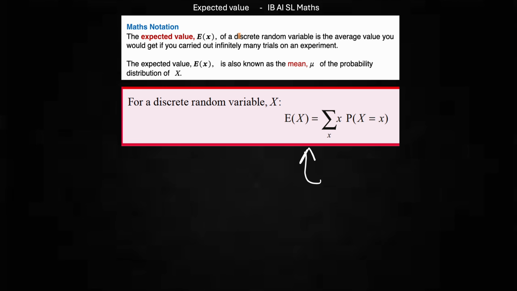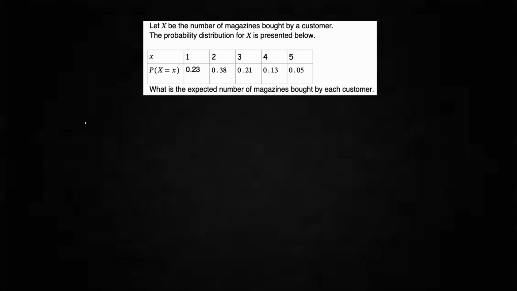Expected value simply means when you have discrete random variables, it's the average value that you would end up getting, given the assumption that you carried out an infinite number of trials on that experiment. And it's indicated by the symbol E(X), expected value of X, the variable. So for a discrete random variable X, it's the sum of each of the values of X multiplied by the probability of it occurring. Now this looks confusing, but I'll explain that just now with an exam question.